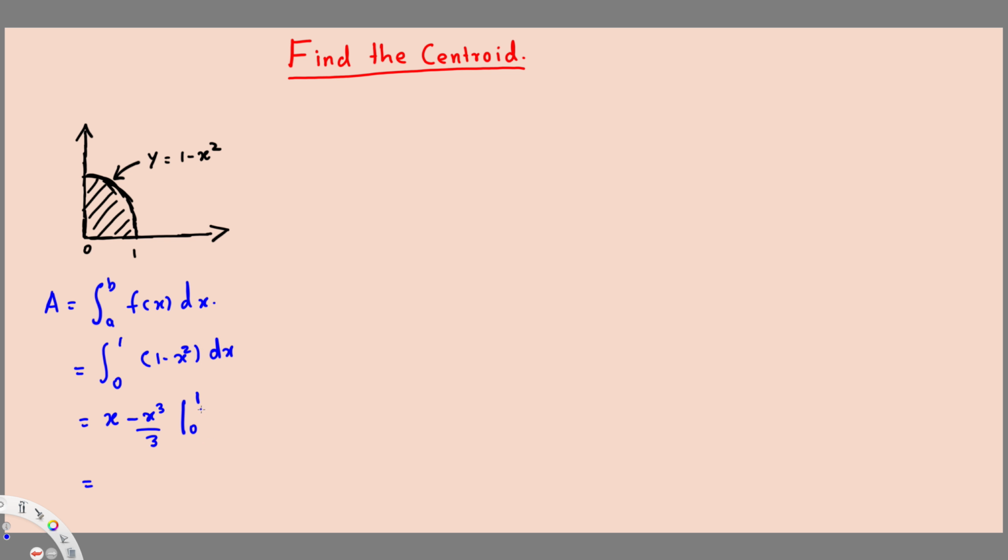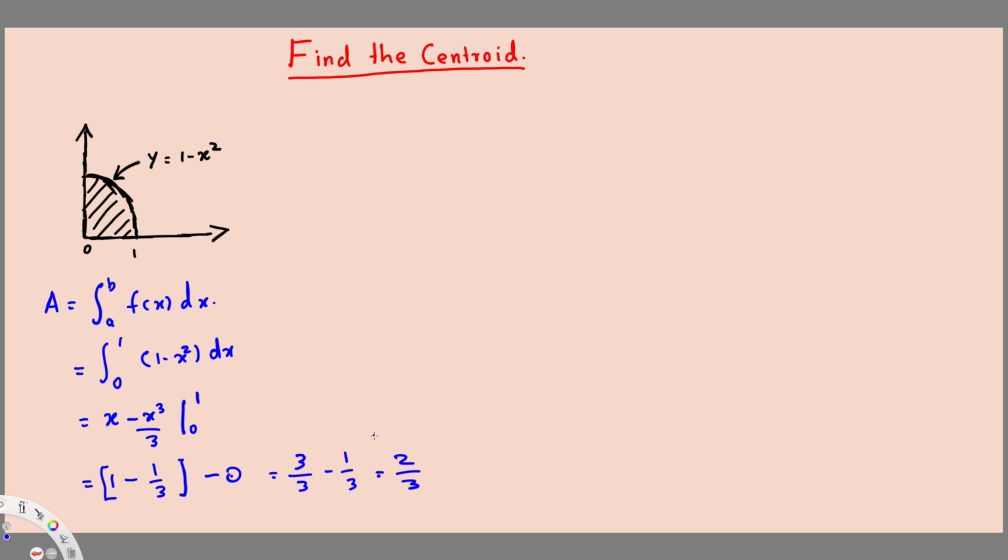If we substitute 1, that's going to be 1 minus 1 over 3. If you substitute 0, the whole thing is going to be 0, because it's 0 minus 0 by 3, which is 0. Let's simplify this one. We can take 3 as our common denominator. So this is going to be 3 by 3 minus 1 over 3, and that is equal to 2 by 3. So our area is 2 by 3.